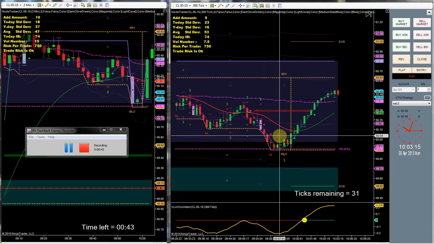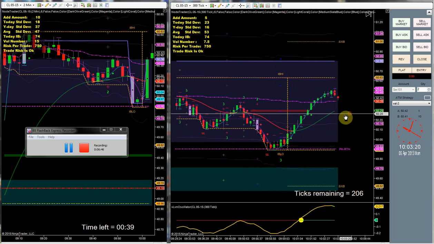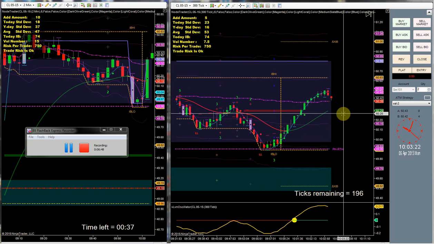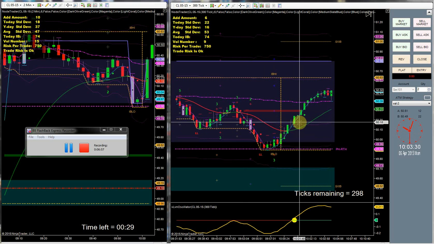So if we get a pullback to this level, we'll look at jumping in on that trade and seeing how it does. I would have liked to see a buying zone here, but we don't have it, so we'll go ahead and take this trade either way, and we'll just see how it goes.